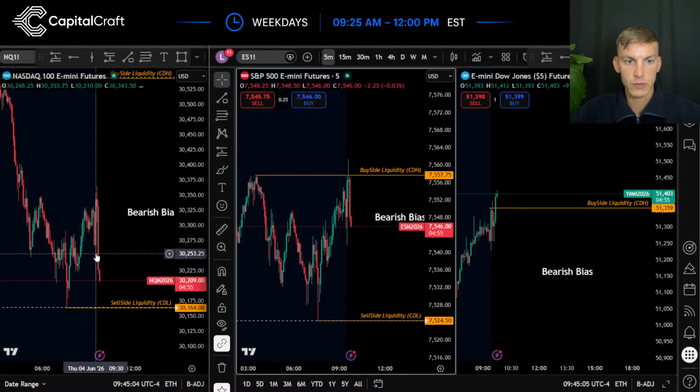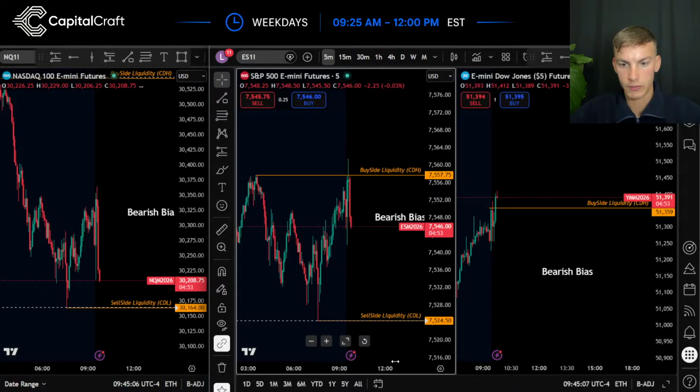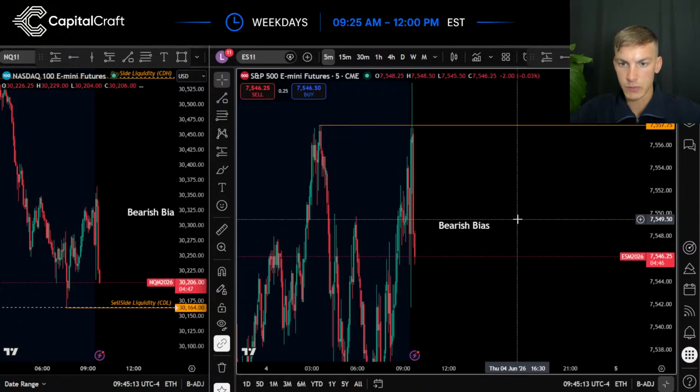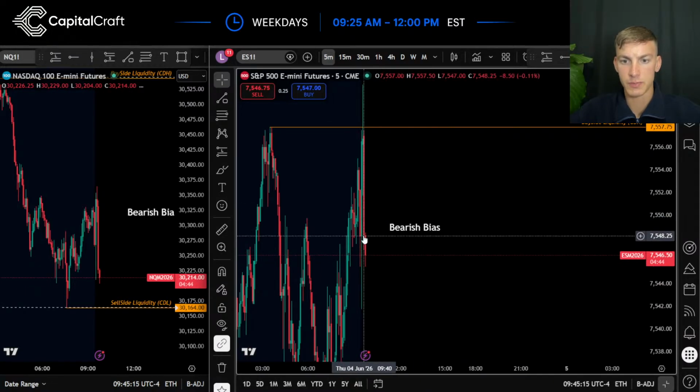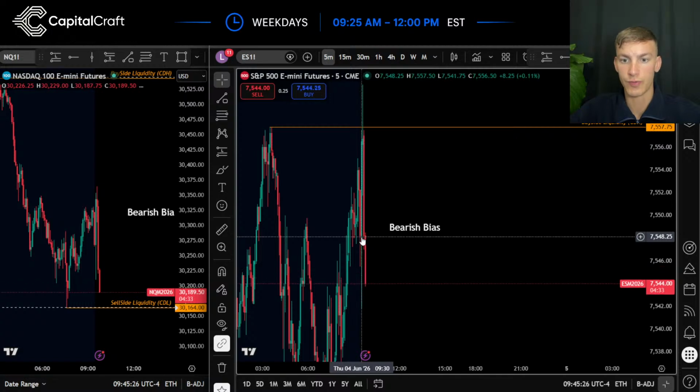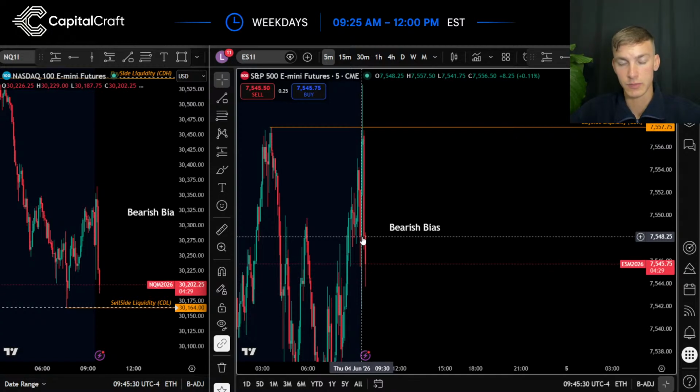Right, so note how we've gotten a change in state of delivery on the Nasdaq, but on the S&P 500 we have not yet seen that. Alright, if I zoom into my chart, I'm looking at the close of this specific body. You'll see here, from a numbers perspective, the close comes in at 7,548.25.